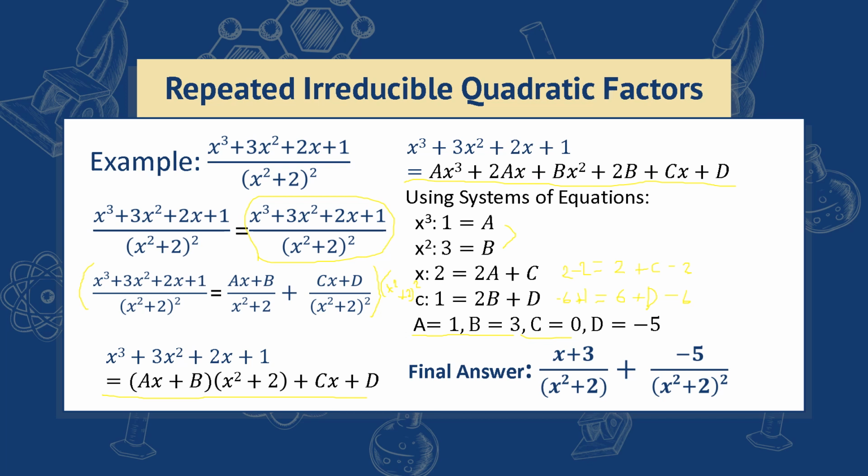Again, don't forget to input the values of a, b, c, and d to your partial fractions to get the final answer. So the final answer would be x plus 3 divided by x squared plus 2, plus negative 5 divided by x squared plus 2 squared. The cx term is gone because c is equal to 0 and 0 times x is equal to 0.